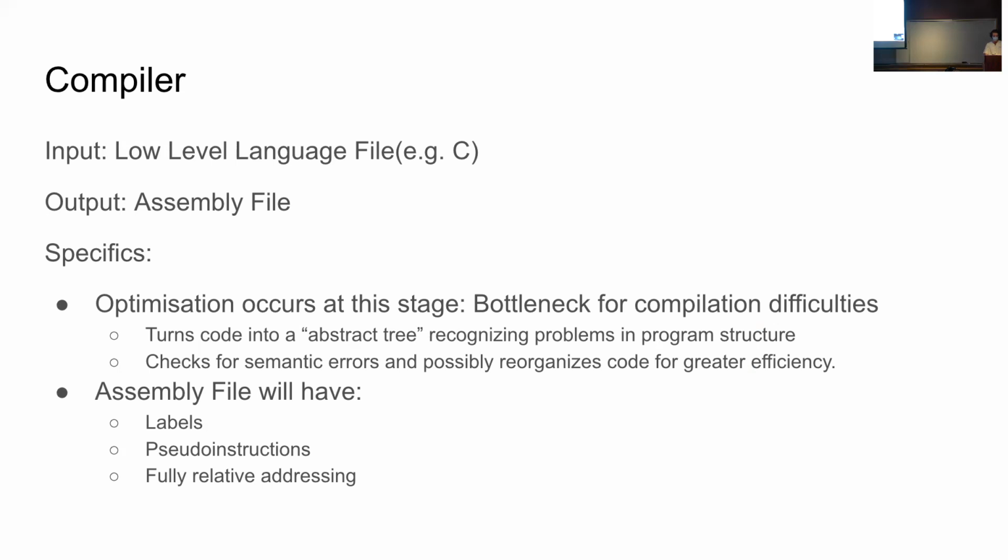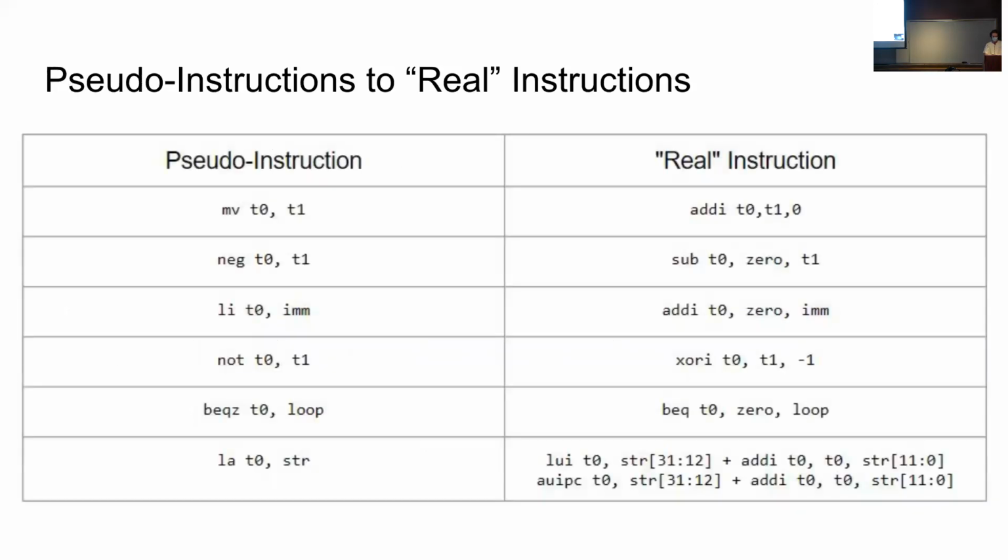And then it also checks for semantic errors, and as I mentioned, possibly reorganizes. And the assembly file will have labels, pseudo instructions, and fully relative addressing. And then this is something that you could definitely put on your cheat sheet, just to know the pseudo instructions to real instructions or base instructions. Some common ones are the move or branch equals.